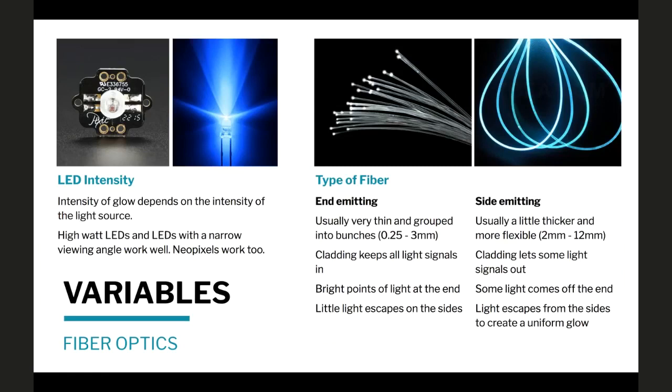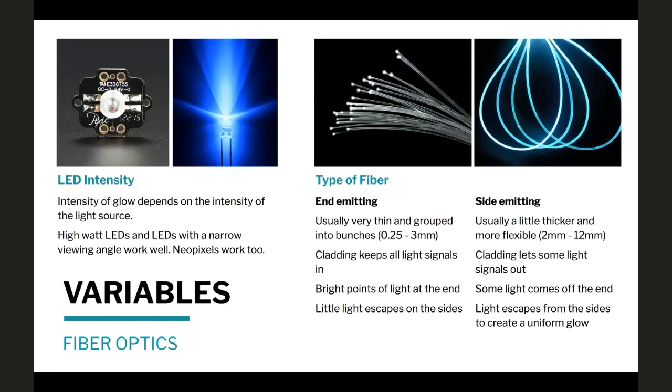So they're usually quite thin. So just like properties about them. So they're usually very thin and grouped into really big bunches. The cladding, remember that external layer that we talked about before, really keeps all of the light signals in. So none of the light can escape from the side. And then you get really bright points at the end.